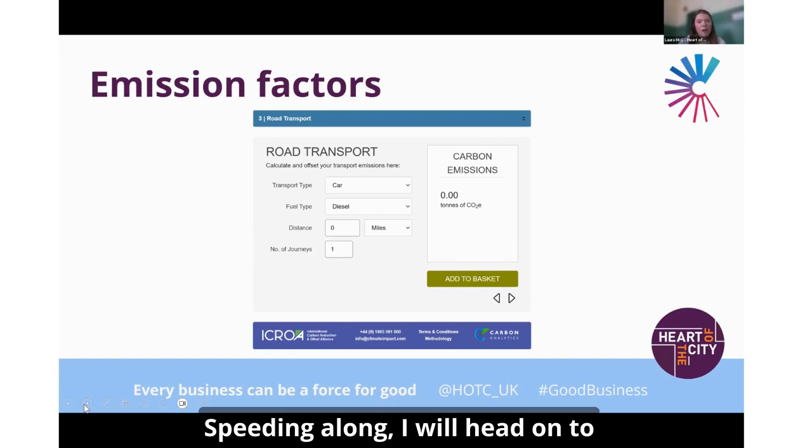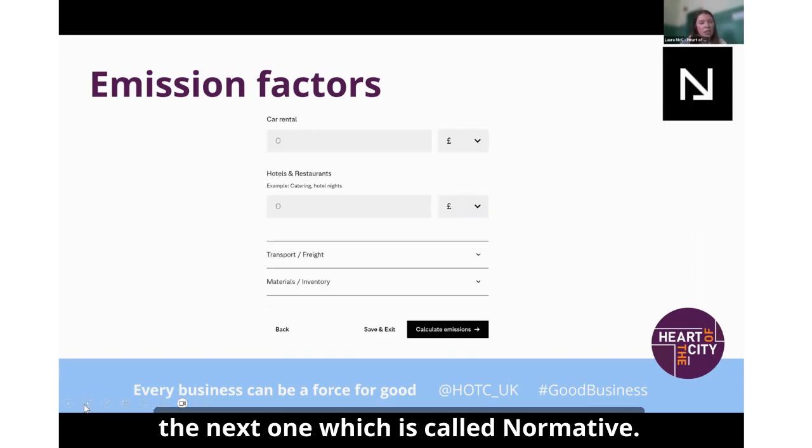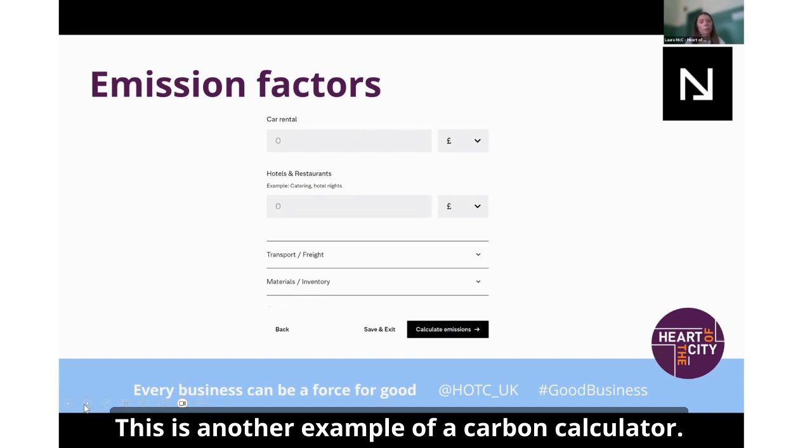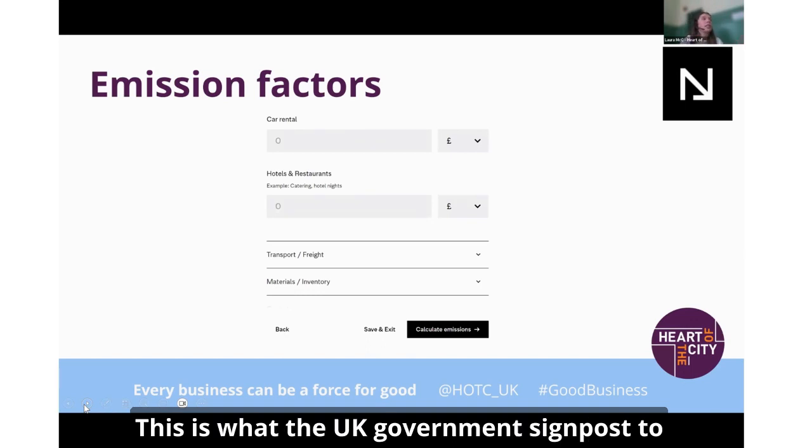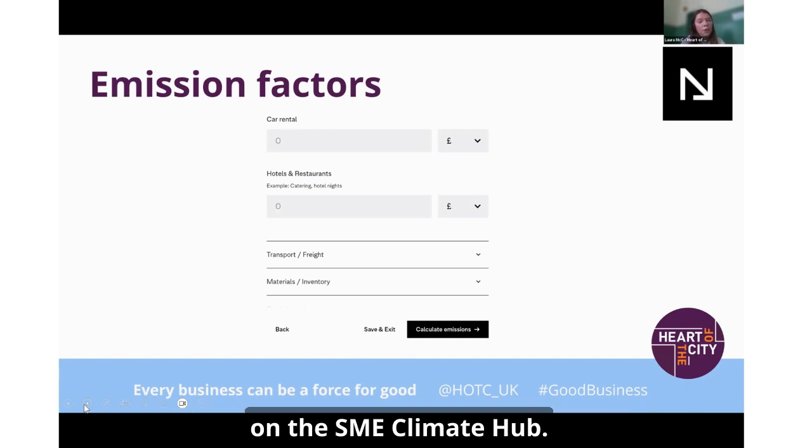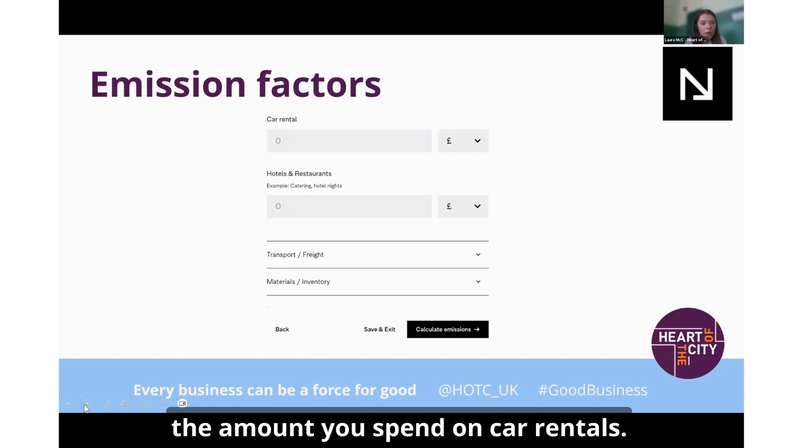Speeding along, I will head on to the next one, which is called Normative. This is another example of a carbon calculator. This is what the UK government signposted to on the SME Climate Hub. And this is another example focusing on business travel. You can see here that there's a line for car rental, and in this one, you put in the amount you spend on car rentals.